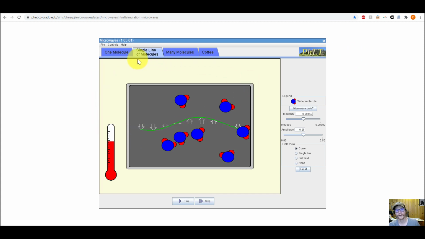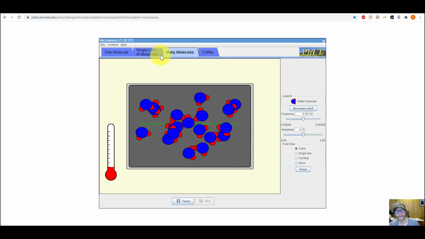All right, so another PhET simulation, just because I think it's so cool. What we've got, you can change from one molecule, single line of molecules, or many molecules here. And what I can do is turn the microwave on or off. And it's going to do exactly what I just mentioned to you. You can even have coffee here. I never even played with that one.